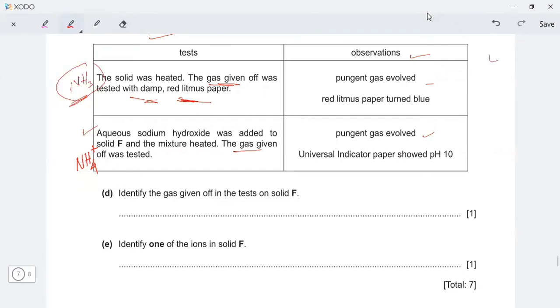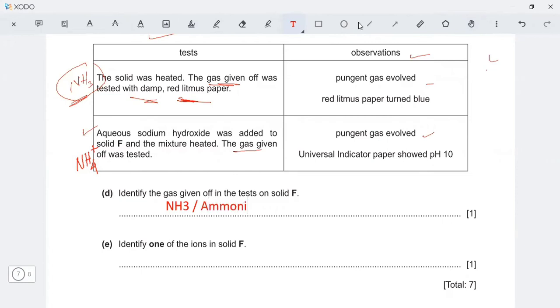Identify the gas given off in the test on solid F. Already I told you which gas. What is the name of the gas? Very simple, ammonia. So you can write NH3, or write in words, ammonia gas.